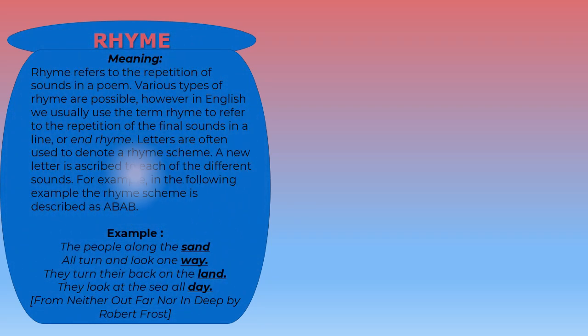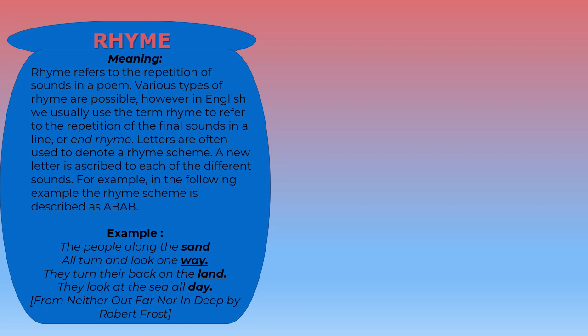Okay, let's discuss further about rhyme. Rhyme, what is rhyme? The meaning of rhyme refers to the repetitions of sounds in a poem. Jadi pengulangan dari beberapa bunyi yang ada di dalam puisi. Biasanya ini ada di kata terakhir ya nak ya, kata terakhir dan bunyi terakhir dari katanya.